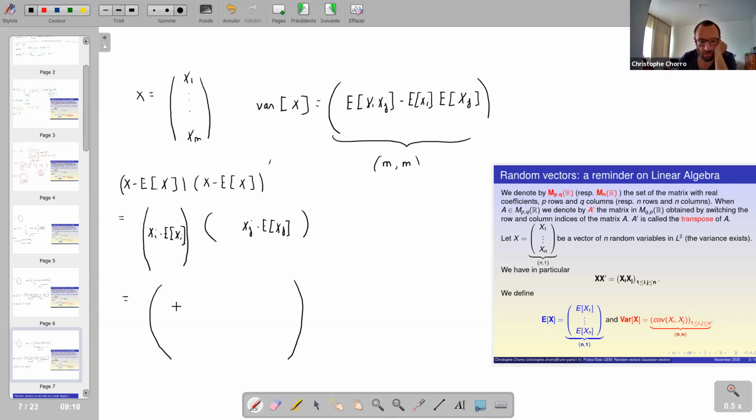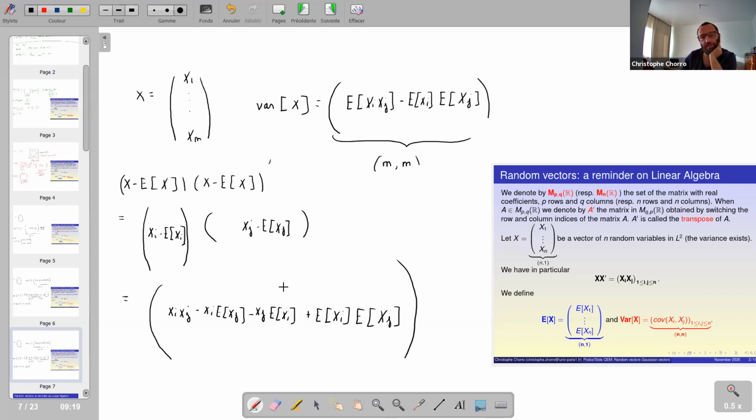Okay, and what is the matrix for the product of both of them? So the general term in this matrix is xi xj, this product, minus xi times expectation of xj, minus xj times expectation of xi, and the last term, that is the product of these two, that is plus the expectation of xi multiplied by the expectation of xj here. Okay, so when I do this product, I obtain this matrix.